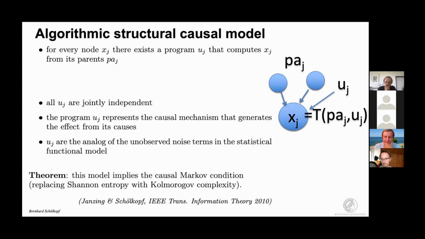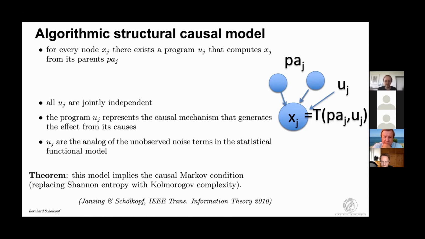So here we have a DAG, a directed acyclic graph. There's a computer program, U_i, which is what before was the noise. Now we think of this bit string as a computer program running on each node. T is a Turing machine, and P, A, J are the outputs, the programs that were run on the other nodes. So it's like a computational graph. And we assume the independence of these programs. If we do that, then it turns out that this model implies a causal Markov condition, just like the statistical one. So it implies the same kind of conditional independence properties, only that conditional independence is now formulated in terms of this compression notion, or what's called Kolmogorov complexity or algorithmic complexity, instead of statistical information.